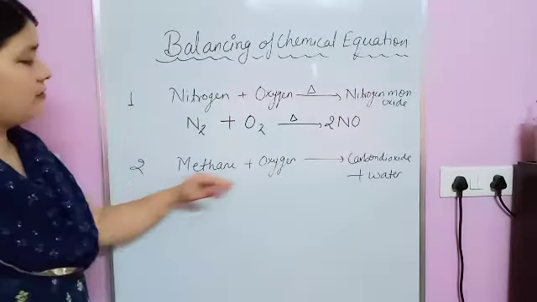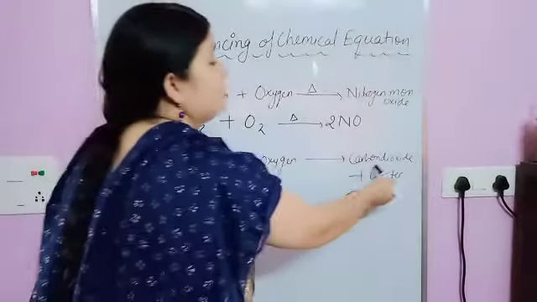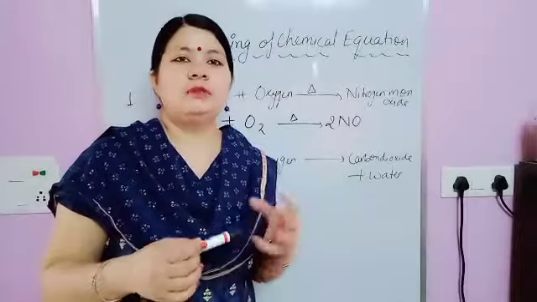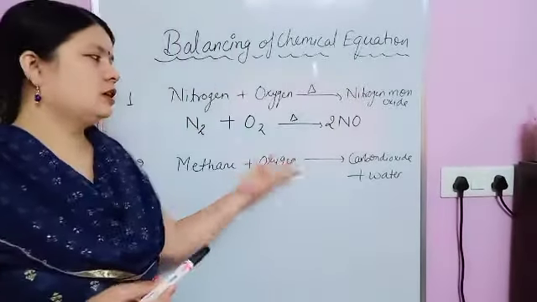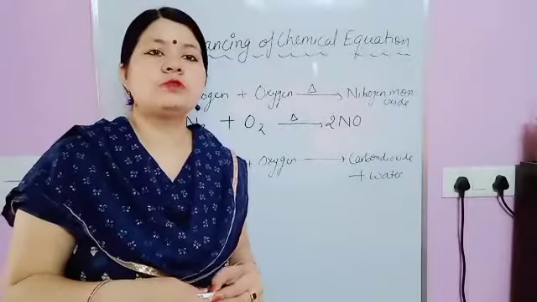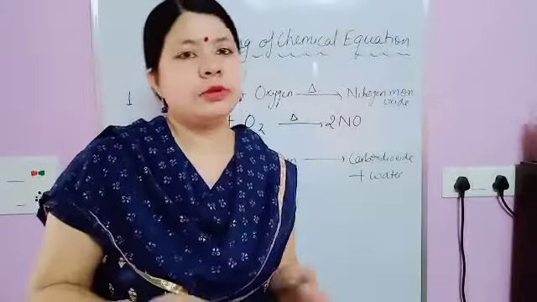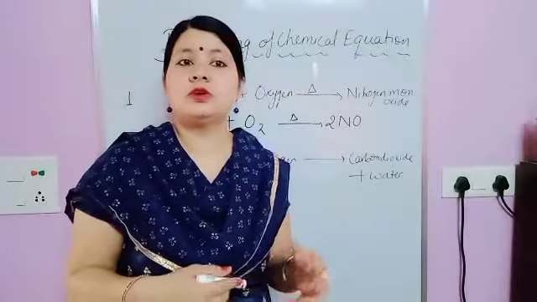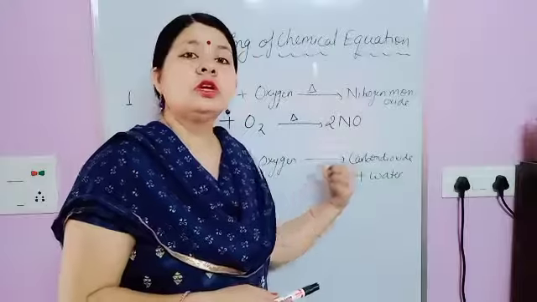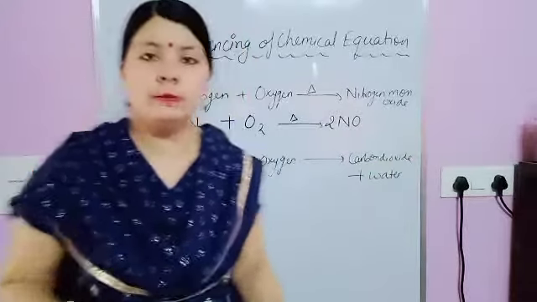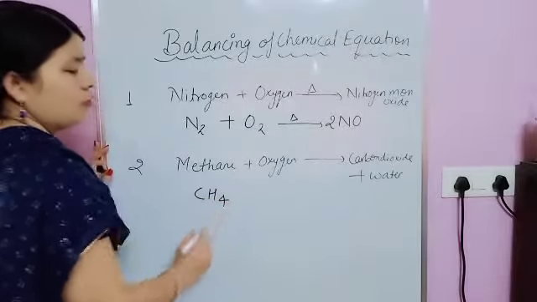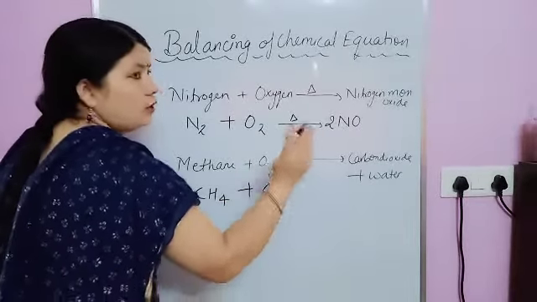Now the second one: methane plus oxygen gives carbon dioxide plus water. This is another point. Whenever methane combines with oxygen, it always gives carbon dioxide and water, or you can say hydrocarbons. Hydrocarbons are compounds in which only carbon and hydrogen are present. So whenever a hydrocarbon burns with oxygen, it always gives CO2 plus H2O. Now balance it. Everyone should know the methane formula, that is CH4. Oxygen exists as a diatomic molecule.